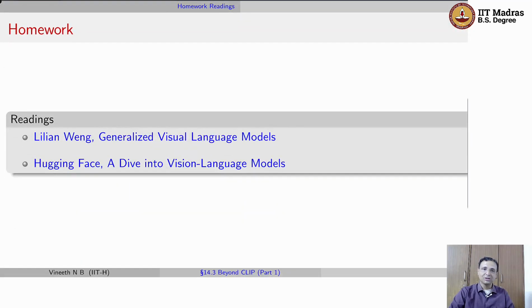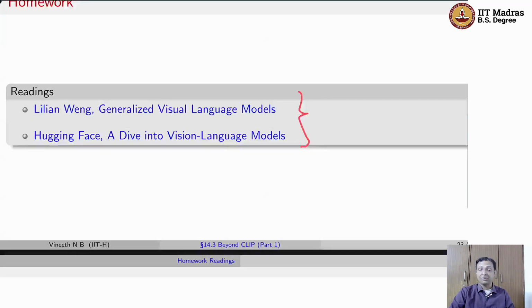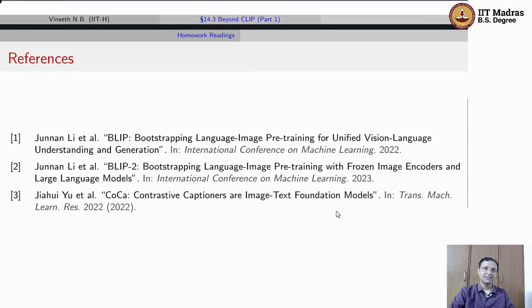So for your homework for this lecture, please do read through these links, one by Lillian Weng on generalized vision language models and the Hugging Face blog on a dive into vision language models. Here are the references of the papers that we discussed in this lecture. Please do look at it too for more details, especially the comprehensive results that each of these papers had in terms of a variety of tasks that they studied on.